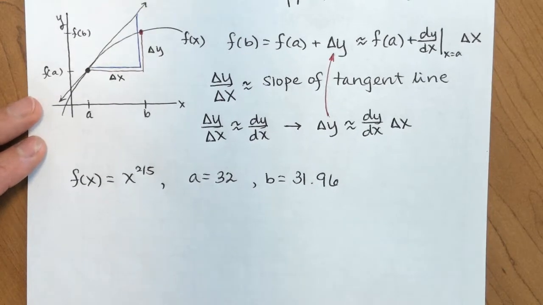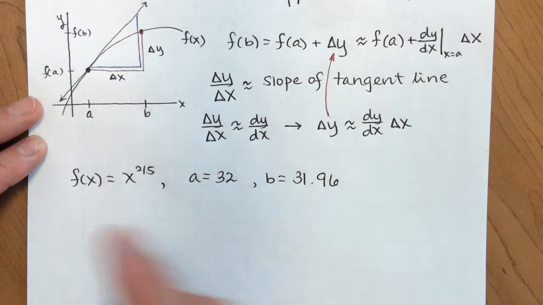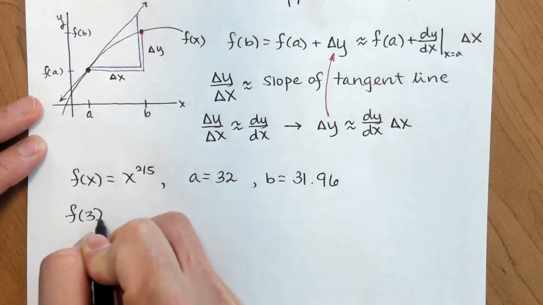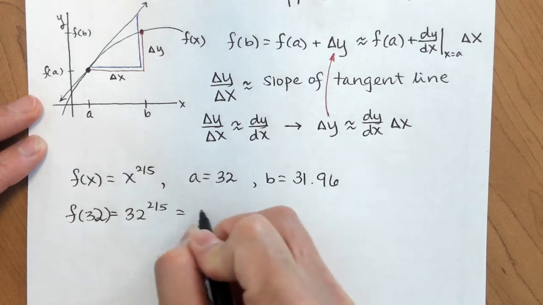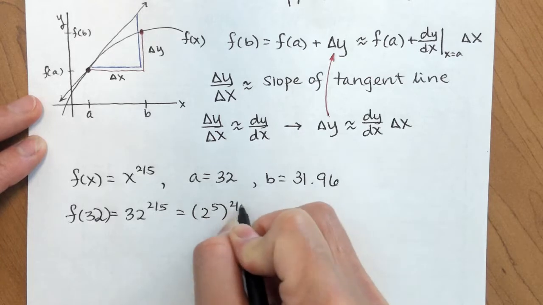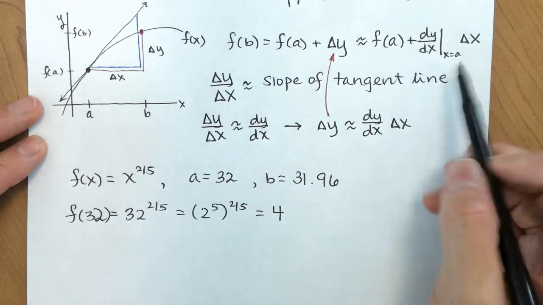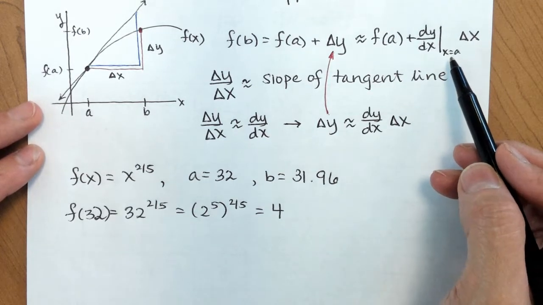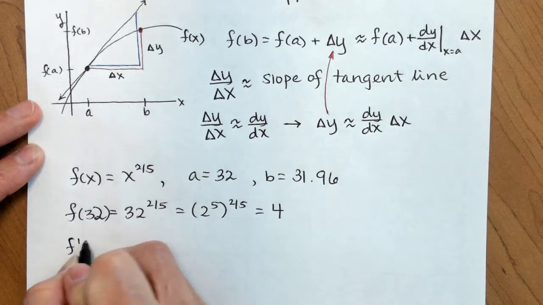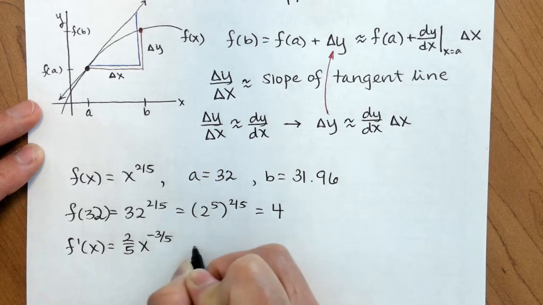Okay, so I need a couple of things. I need the y value when x is 32, or I need f of a. So f of 32 is 32 to the 2/5, which is 2 to the 5th to the 2/5, which is 4, or 2 squared. And then what else do I need? I need the derivative when x is a. So the derivative is 2/5 x to the negative 3/5.